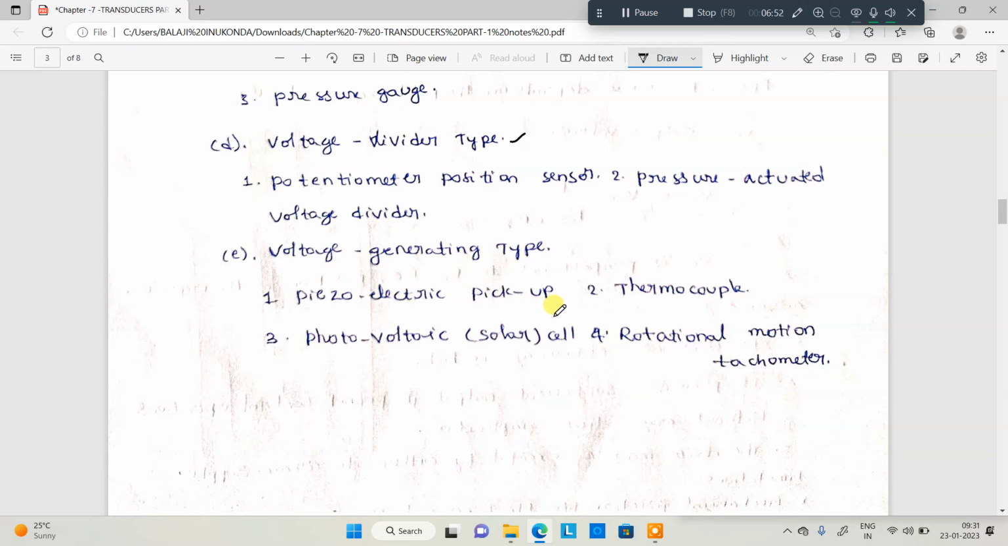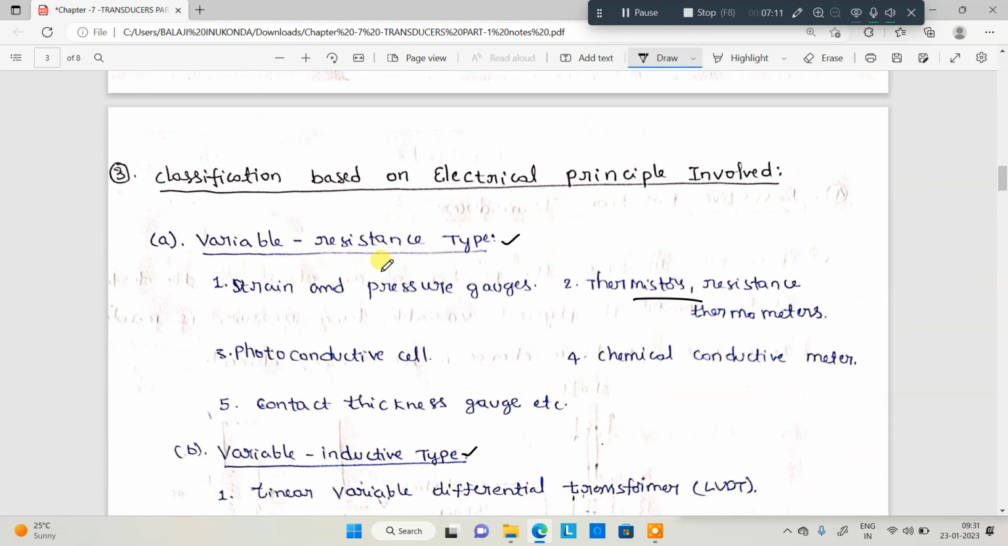You know, the piezoelectric transducer is an example of self-generating. Okay, an active transducer is a voltage generating type. Thermocouple, photovoltaic cell, rotational motion tachometer, all are active because they are self-generating the voltages. So these are about the classification.